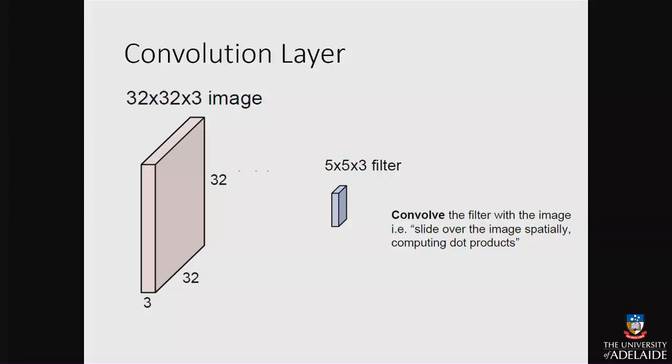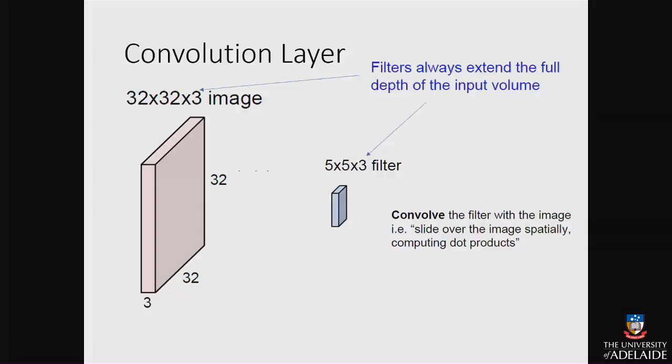We will first define a filter. For example, in this case, the filter size is 5 by 5 by 3, so the number of parameters is 5 by 5 by 3. Then in the convolutional network, we convolve the filter with the image. That means we slide over the image spatially, computing dot products between this filter and the patches of the image. So that's a convolutional filter.